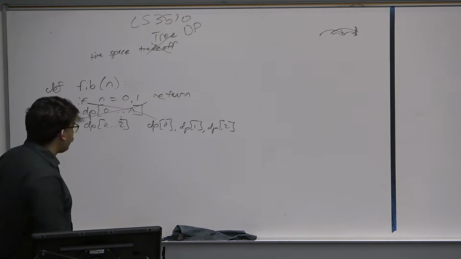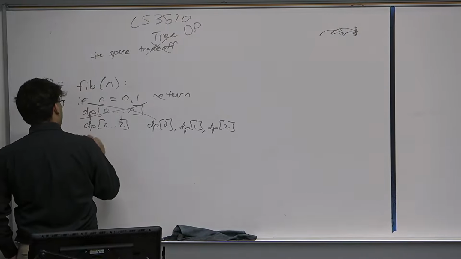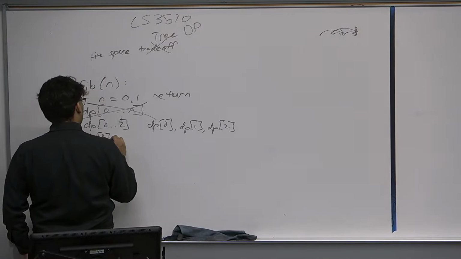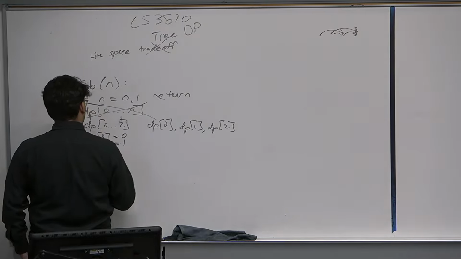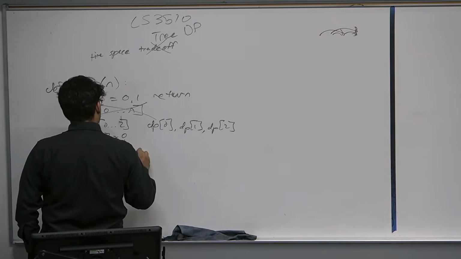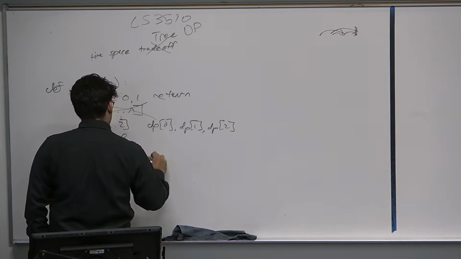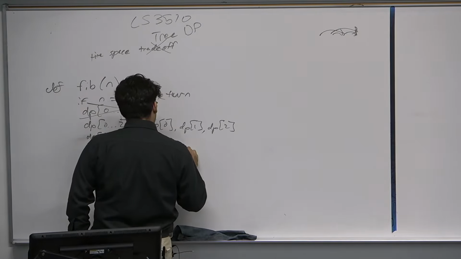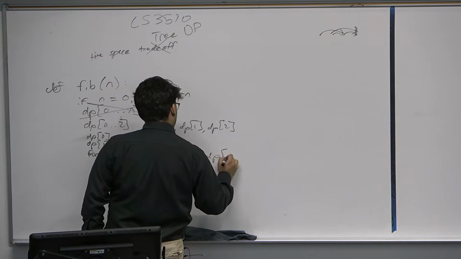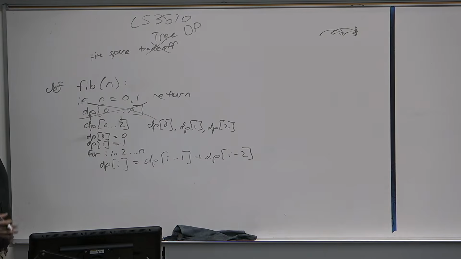So what we would do at this step is we have to do our base cases. dp of 0 is 0. dp of 1 is 1. And then we would say for i in 2 to n, dp of i takes on dp of i minus 1 plus dp of i minus 2. Okay? But we don't have dp of n. We have only 3 variables.